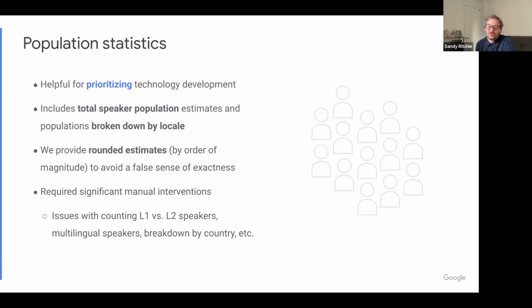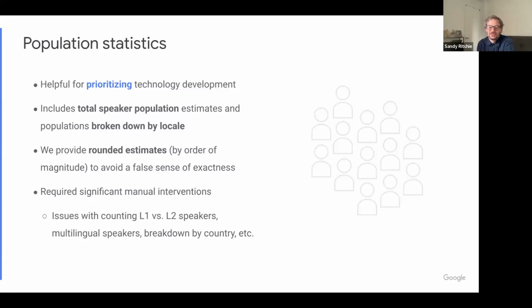And so we've had to do a lot of intervention, rounding of the statistics to avoid giving a false sense of exactness about these statistics. So if you're going to use this data from LinguaMeta, I'm adding this big caveat that it isn't really reliable in many cases, and there are a lot of issues.